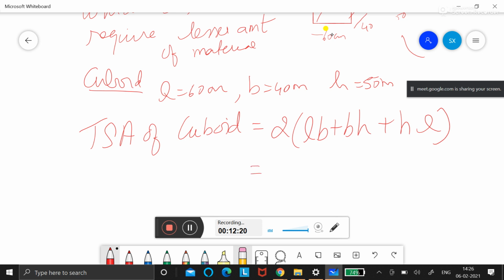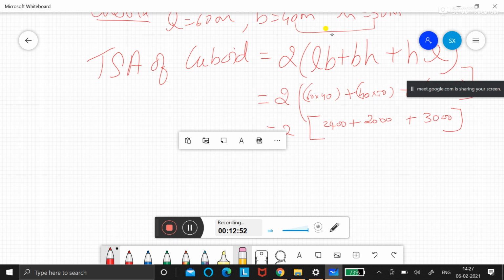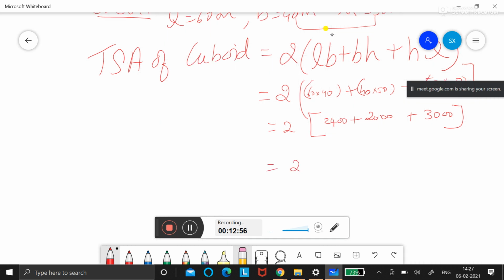Very good. Now, please learn the formulas, okay? Now, L into B, 60 into 40. We'll be putting 60 into 40 in the bracket, plus B into H, 40 into 50, H into L, 50 into 60. Then 6 4s are 24, 24 and 2 zeros. 4 5s are 20, 2 zeros. 6 5s are 30, 2 zeros. So what will come when you add 3000, 2000 and 2400? 7000 and 400.